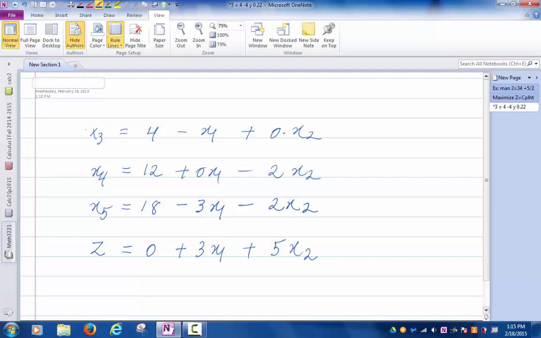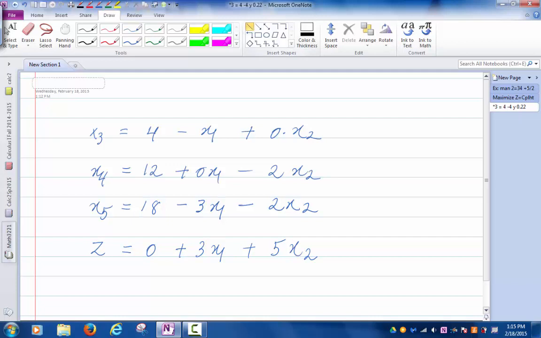In any case, this is the initial dictionary, and I want to go to the next dictionary by saying what I said now, the new way of describing it. And you're going to see that I'm going to get the same answer. So again, you identify the entering variable and identify the pivot column. So what's the pivot column here?